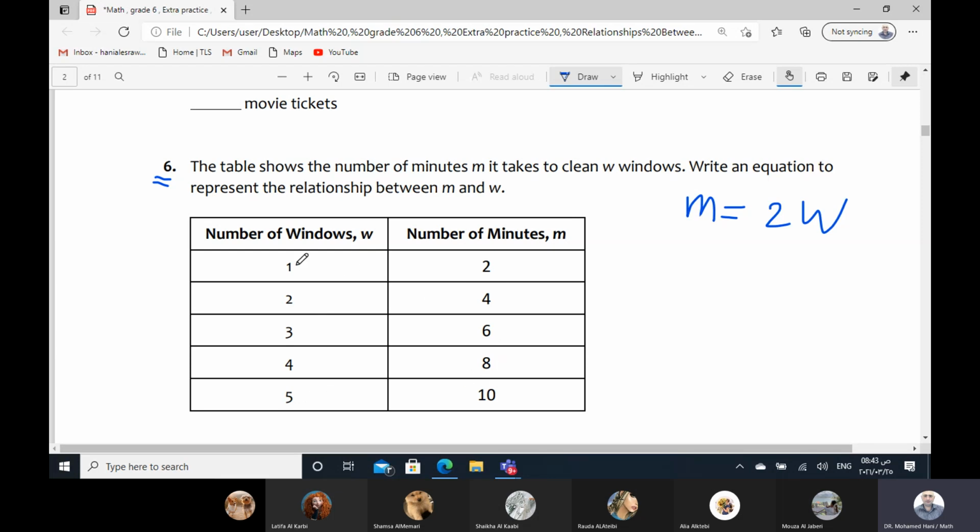So what happened here? 1 times 2 equals 2. So the rule: multiply by 2. If we multiply W by 2, we will get the value of the M. 2 times 2 equals 4. 3 times 2 equals 6. 4 times 2 equals 8. 5 times 2 equals 10. So we can write the equation M equals 2W.